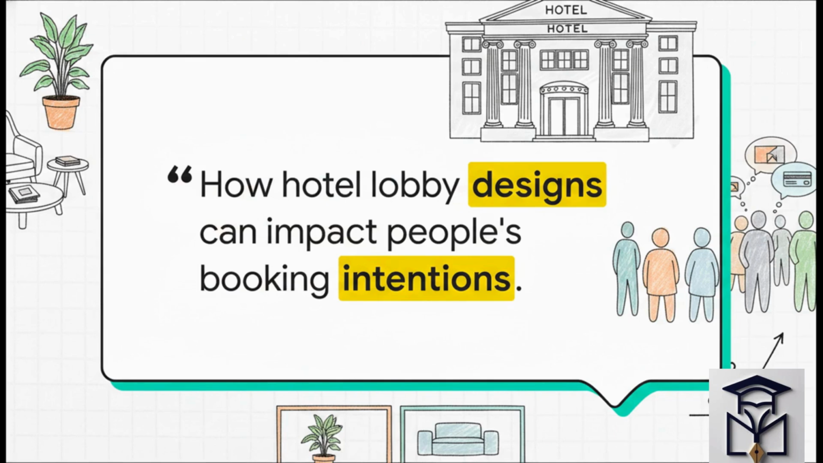To figure this out, they ran a quantitative experiment. It's pretty clever, actually. They showed different groups of people pictures of different lobby designs. Some were super modern, some were classic, some had a bunch of plants, some didn't. And then they just measured which designs made people say, yep, I'd book that.